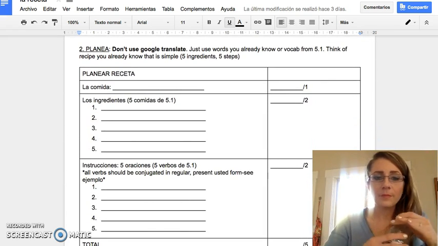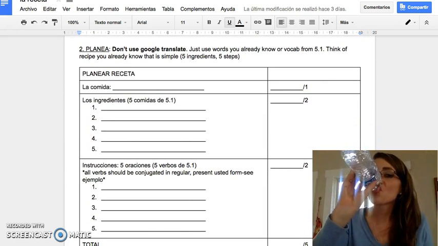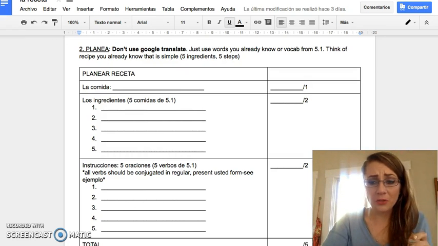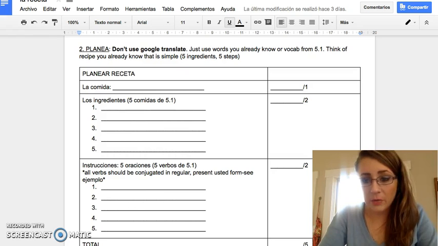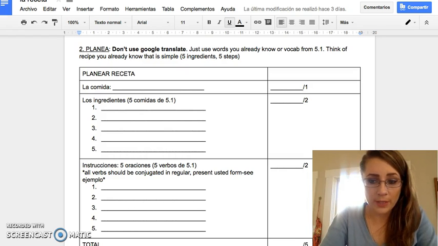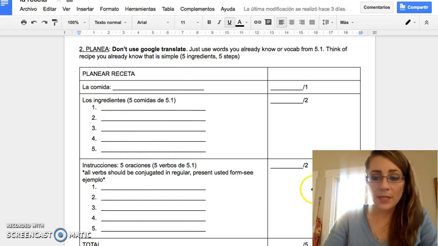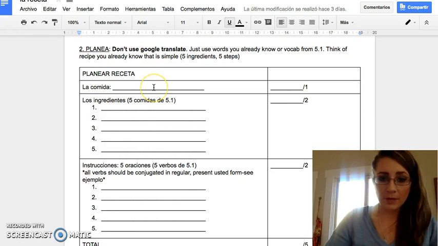Second, lo que ustedes van a hacer is not use Google Translate, please, because it's going to come out looking really ugly and terrible, and it's not going to make sense. So please use your own words, even if you don't think you have enough. Your words are for sure better than Google Translate words that don't make sense. Okay, usa tu lista de vocabulario. Primero, ustedes tienen que pensar en una comida.